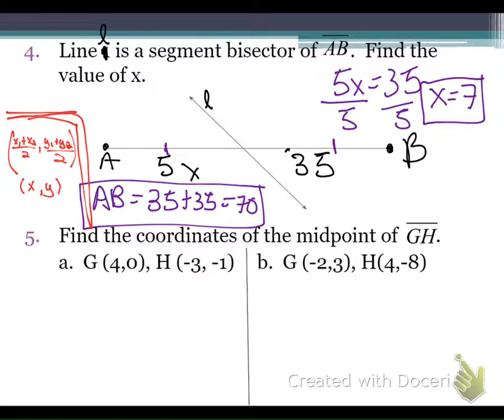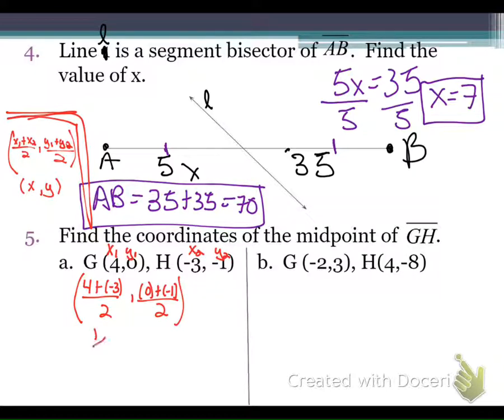So if we want to find the coordinate of the midpoint of GH, we know this is going to be X1. This is going to be Y1. This is going to be X2. This is going to be Y2. So I'm now going to set that up. We have 4 plus negative 3 over 2. And then we have 0 plus negative 1 over 2. What is 4 plus negative 3?